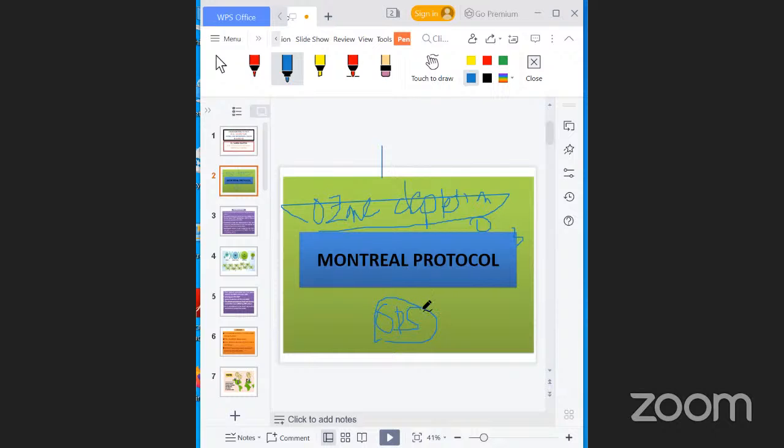So what are the ozone depleting substances? I already told about this in the greenhouse gases classes. Those are chlorofluorocarbons, carbon tetrachloride, methyl chloroform, and also methyl bromide. So these are the ozone depleting substances.